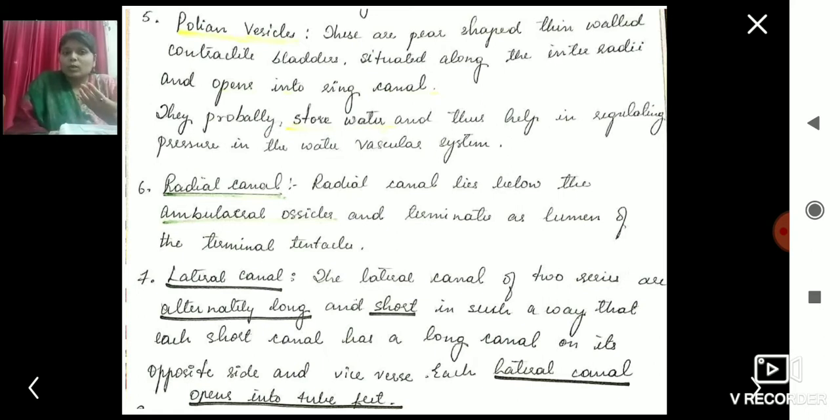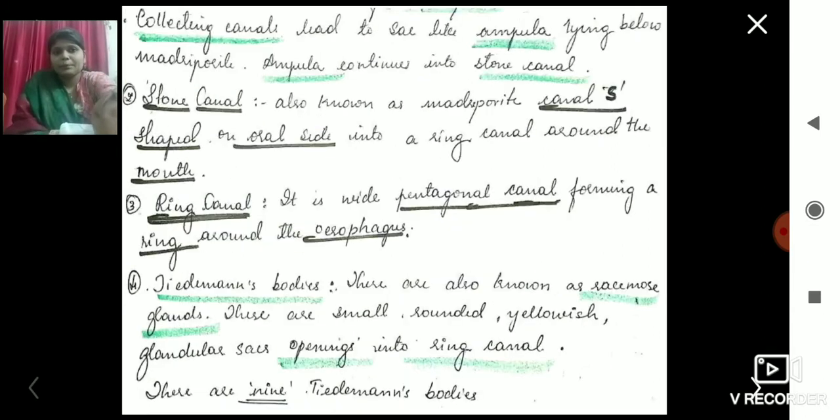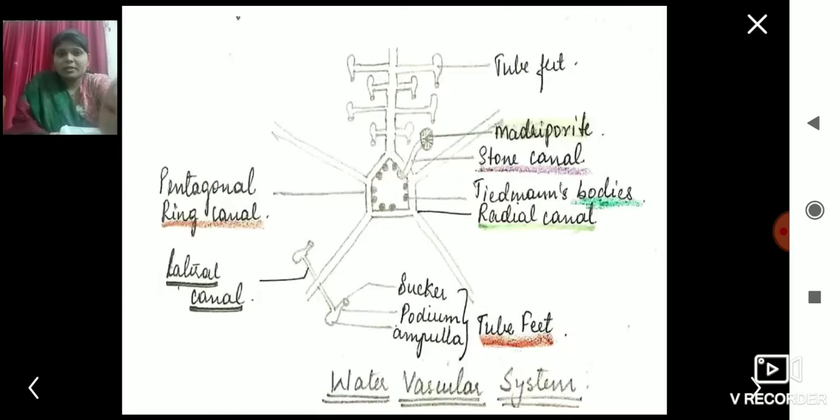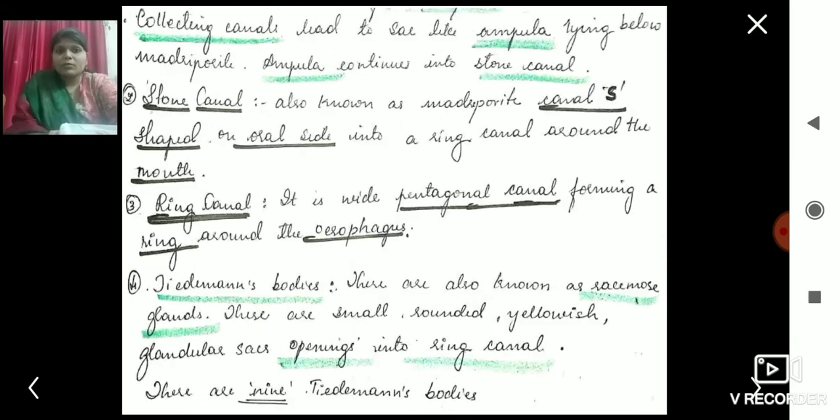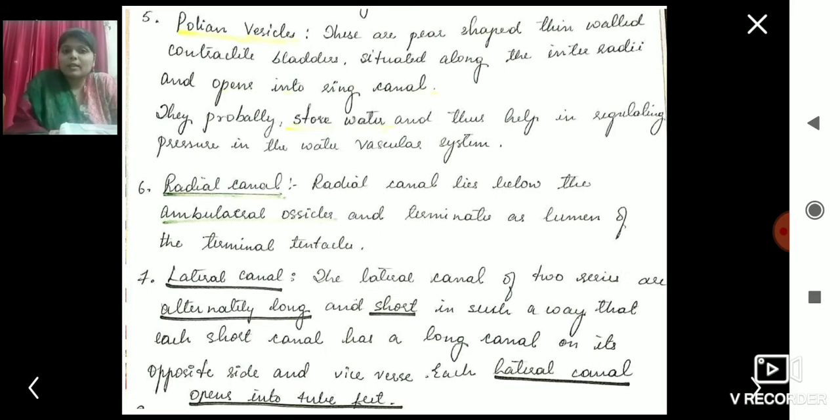Radial canal, it lies below the umbilical ossicles and terminates as the lumen of the terminal tentacles. So there are the radial canals, which we have already seen in the diagram. So here is the radial canal. See, this is a radial canal, which is radiating to give rise to the arms. Okay, so then the lateral canal, as we already know, gives rise to the tube feet. Two series are arranged alternately. One is short and one is long, which is going to end up with the tube feet.